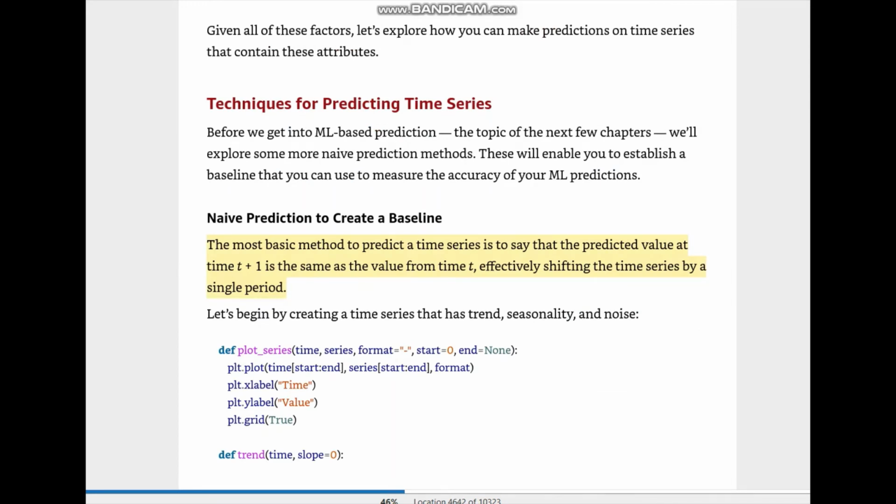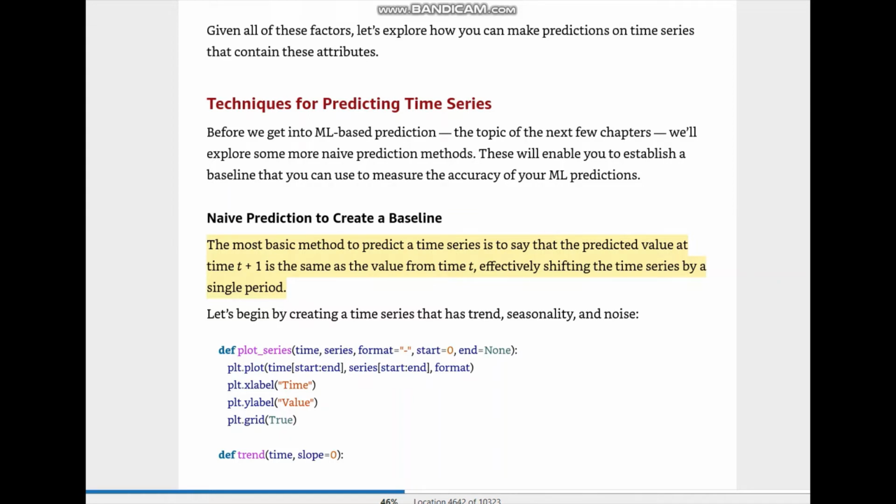So given these factors, let's explore how you can make predictions on time series that contain these attributes. Let's see the techniques for predicting time series. Before we get into ML-based prediction, the topic of the next few chapters, we'll explore some naive prediction methods, right? These will enable you to establish a baseline that you can use to measure the accuracy of your ML predictions. Naive predictions to create a baseline.